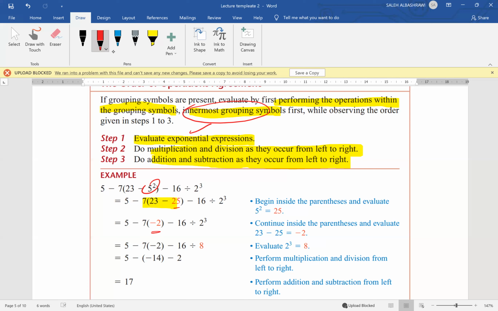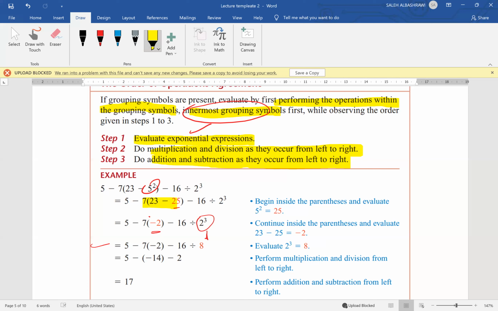Now it became 5 minus 7, this is multiplication, multiplied by minus 2, minus 16 divided by 2 to the power 3. Now I have power, I have division, I have subtraction, multiplication. But since we have power, after we are done with the parentheses, we are going to deal with the power first. So 2 to the power 3 is equal to 8. So the expression will be 5 minus 7 times minus 2 minus 16 divided by 8.